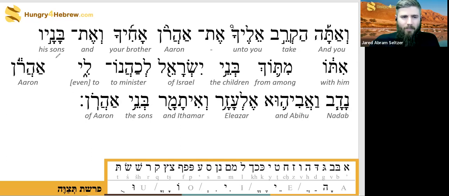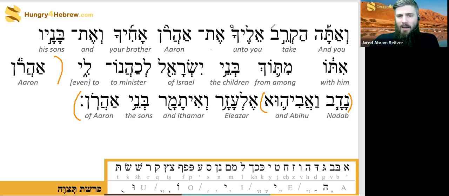All right, so the second part of this verse is just a list of Aaron and his sons. There's Aaron, there's Nadav and Avihu. These are the guys that are going to lose their life because they're going to bring strange fire into the tabernacle. There's Elazar and Itamar, the sons of Aaron. The first part sounds kind of funny.